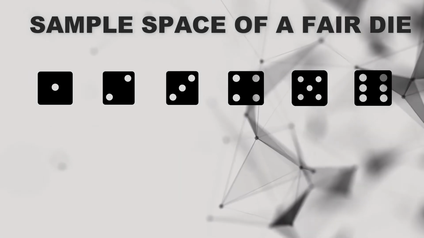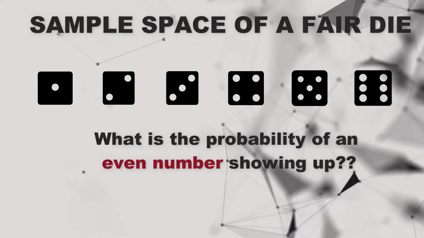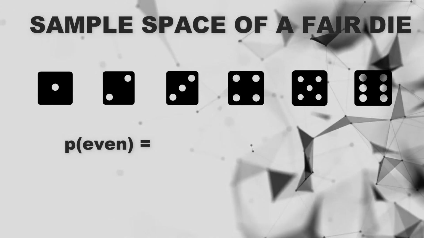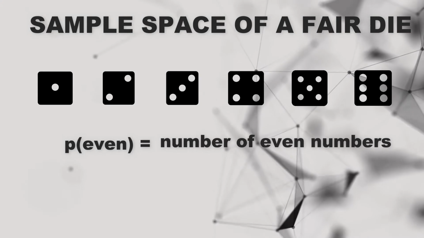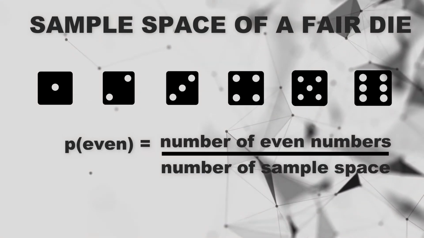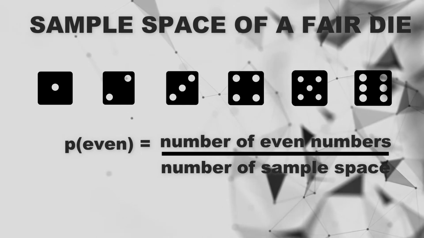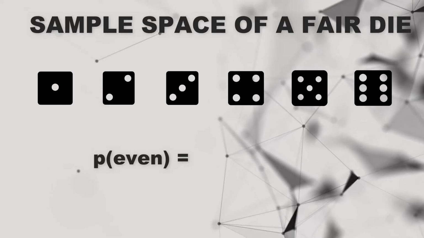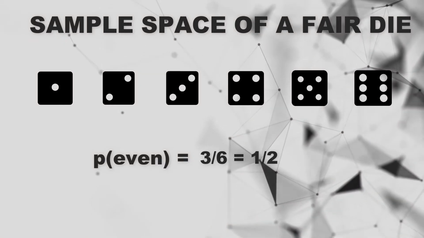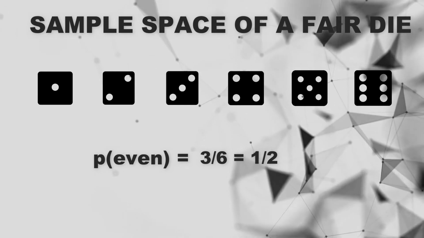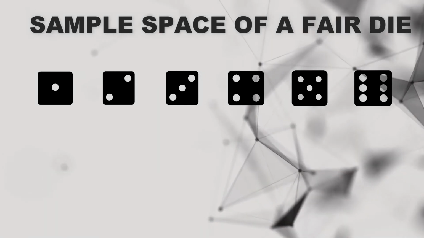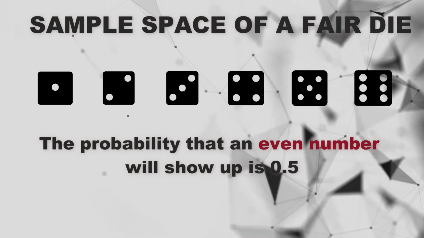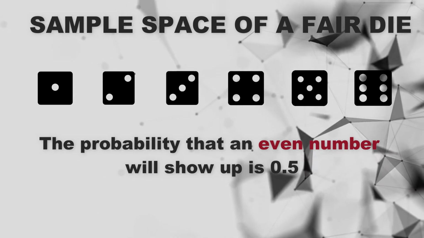We can also tweak the question a bit and ask, what is the probability that an even number is going to show up? The probability that an even number is going to show up is equal to the number of even numbers we have in the sample space divided by the total number of the sample space. Now we have 3 even numbers right here, and that is 2, 4, and 6. So the probability that an even number is going to show up is 3 divided by 6, and that gives us 1/2, which is 50%. So when we roll a die just once, there is a 50% chance that an even number is going to show up. It can be 2, it can be 4, it can be 6.